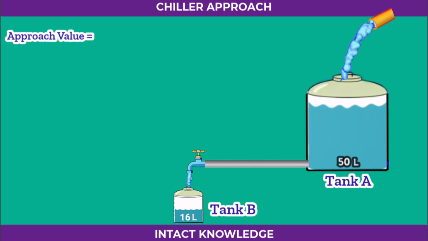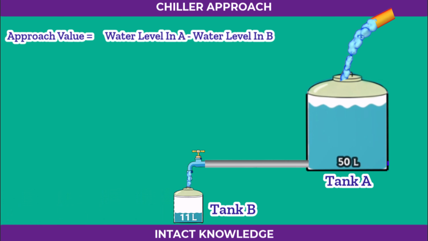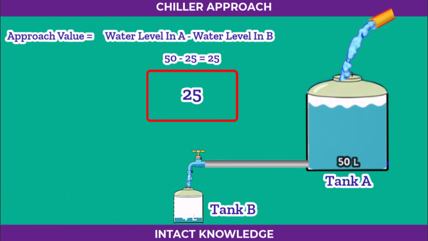The approach value equals the water level in tank A minus the water level in tank B. As mentioned, tank A always stays at 50 liters, while tank B gets filled with 25 liters. So, 50 minus 25 equals 25 liters. This 25 liters is the normal approach value of the system. If the approach value remains at 25 liters, it means the system is working perfectly.